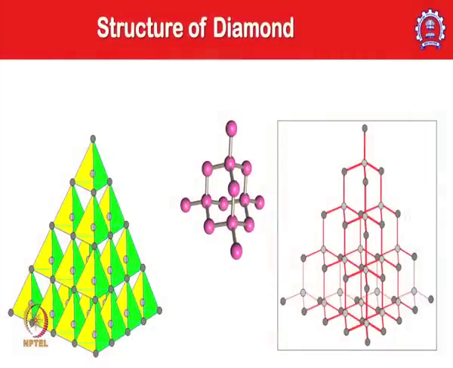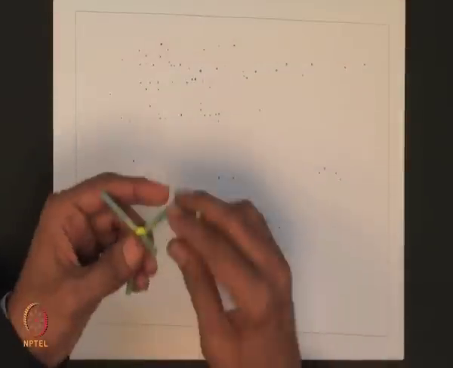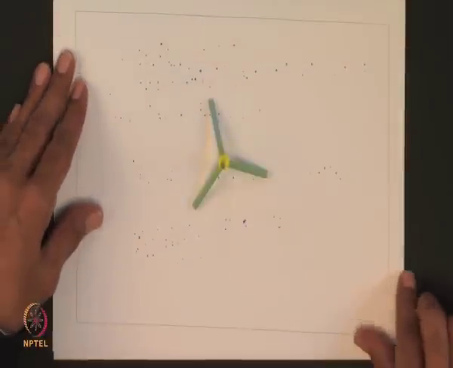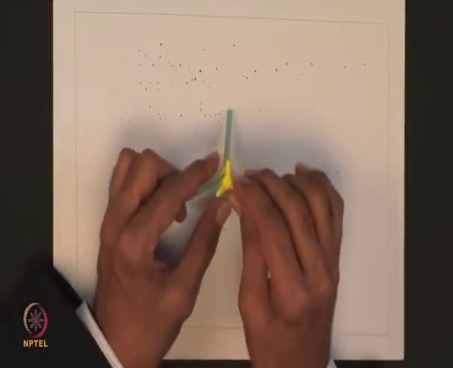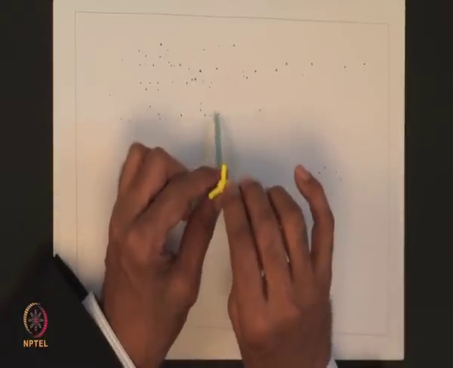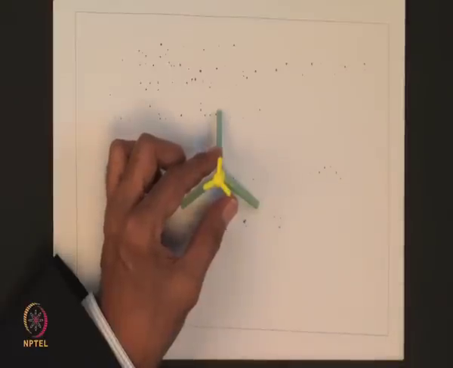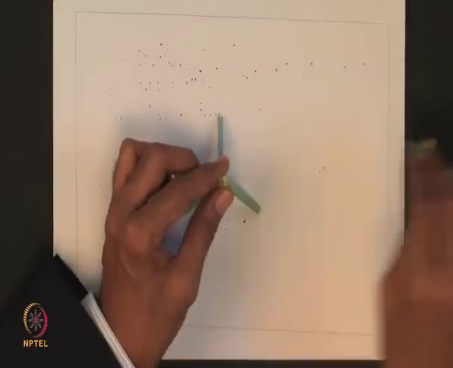In the case of diamond, what happens? We have a tetrahedron like this. This is a carbon having 4 bonds, and again each one has another carbon, and it continues like this.